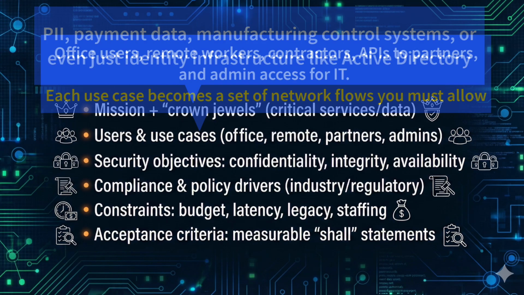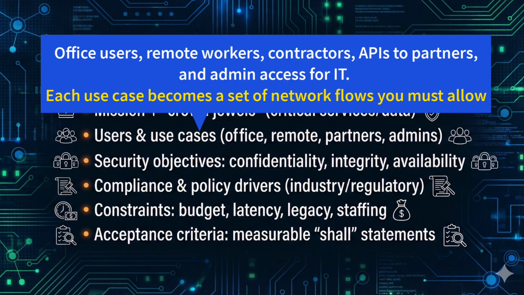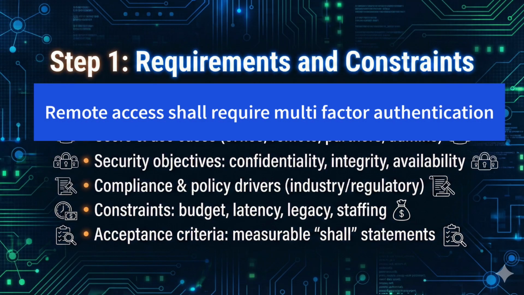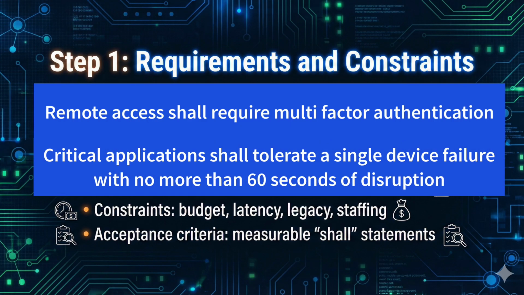Next, capture the use cases: office users, remote workers, contractors, APIs to partners, and admin access for IT. Each use case becomes a set of network flows you must allow. Then write security and reliability requirements as measurable statements. For example, remote access shall require multi-factor authentication. Or, critical applications shall tolerate a single device failure with no more than 60 seconds of disruption.